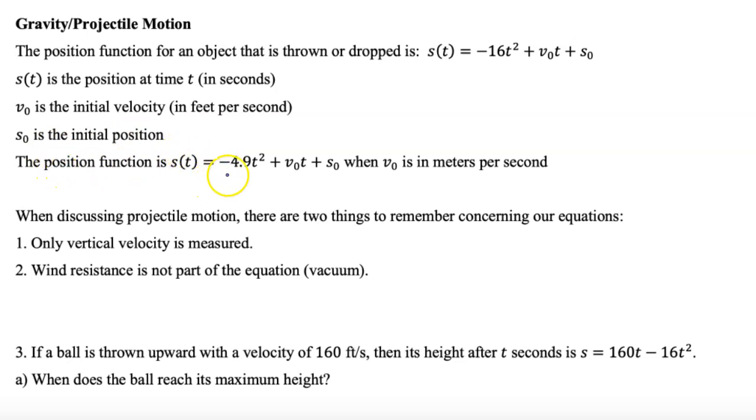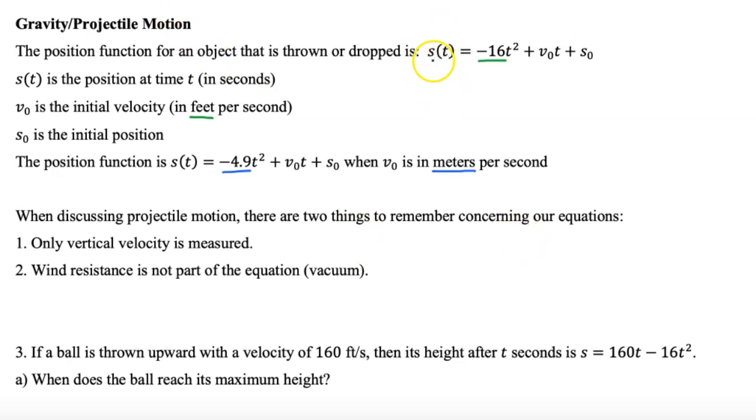Now the position function is s of t equals negative 4.9t squared plus v naught t plus s naught when v naught is in meters per second. So notice the only thing that changes is feet and meters. So in feet per second, we have that coefficient of negative 16. In meters per second, we have that coefficient of negative 4.9. Can you figure out where that coefficient comes from? Well, that coefficient really comes from the acceleration due to gravity.